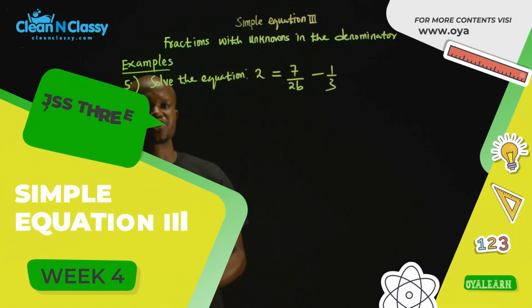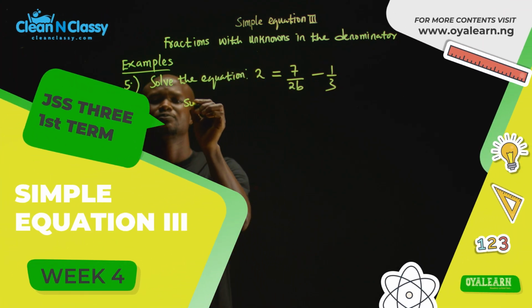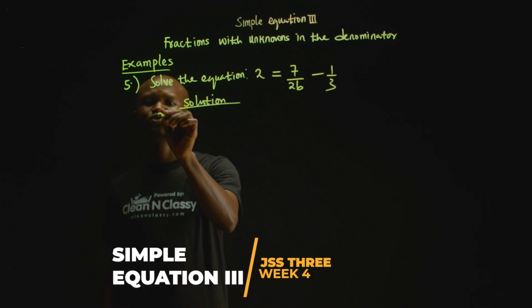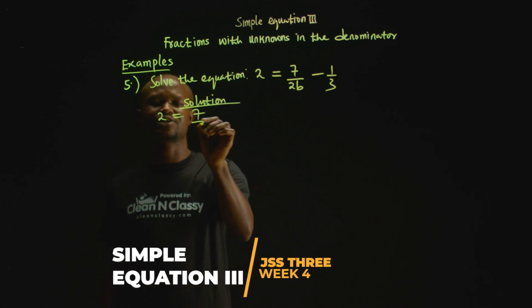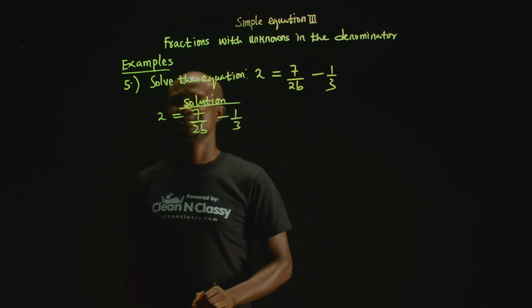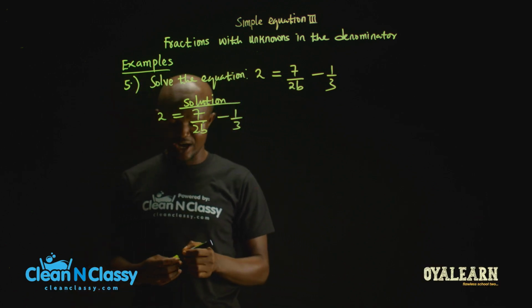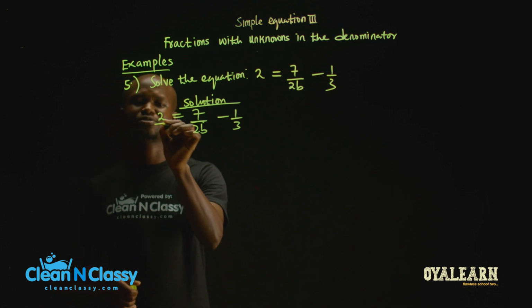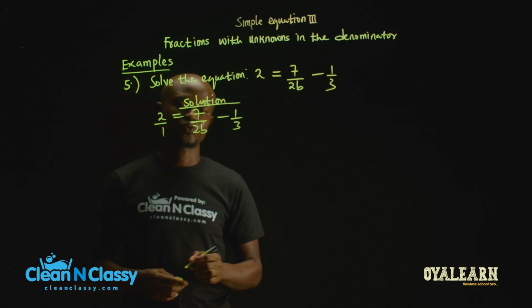Solve the equation. Solution. 2 equals 7 divided by 2b minus 1 divided by 3. On the left hand side we have 2, and we can write this 2 as 2 divided by 1.